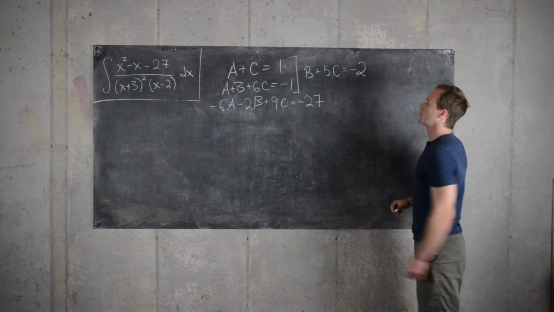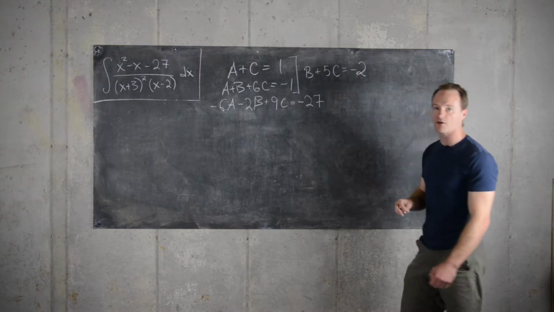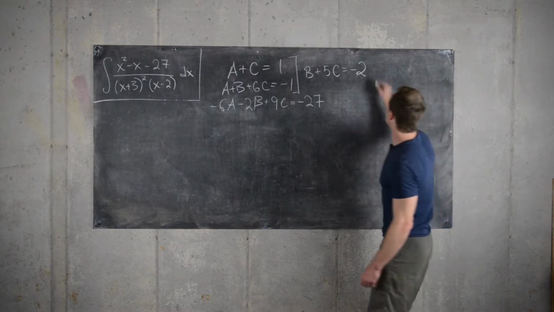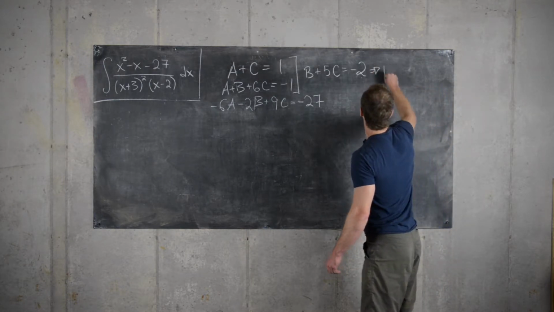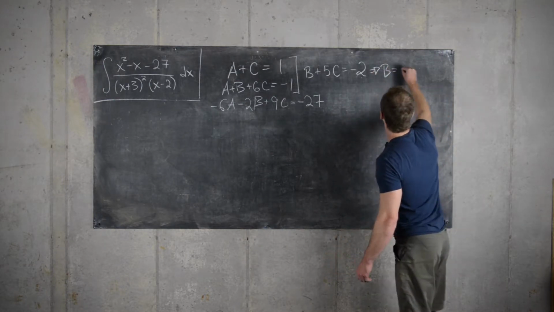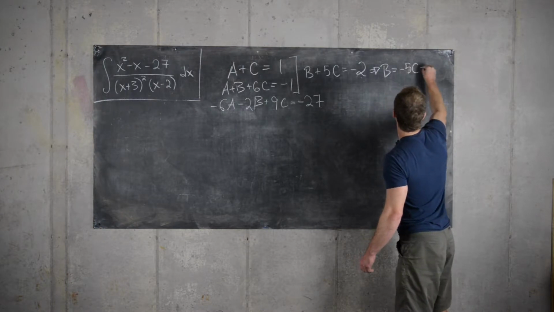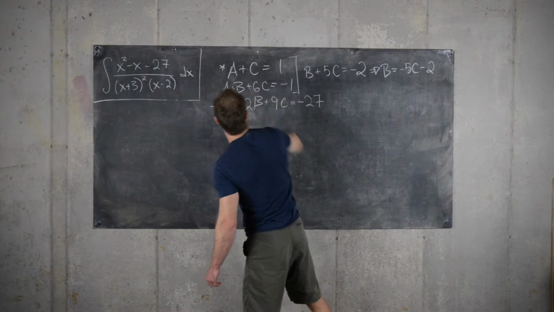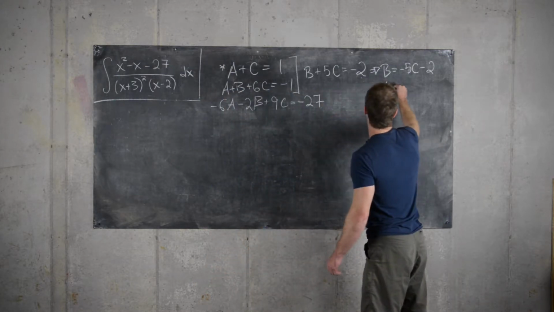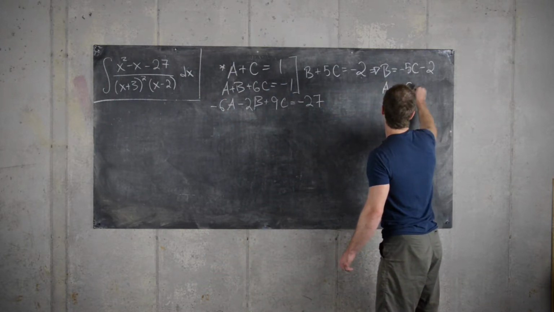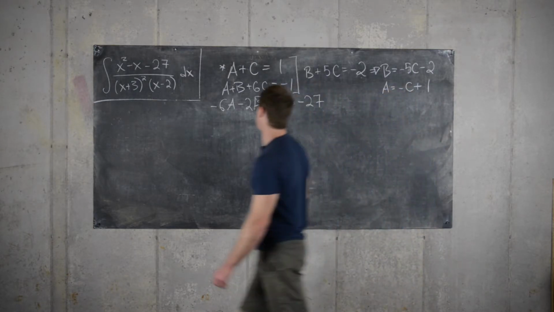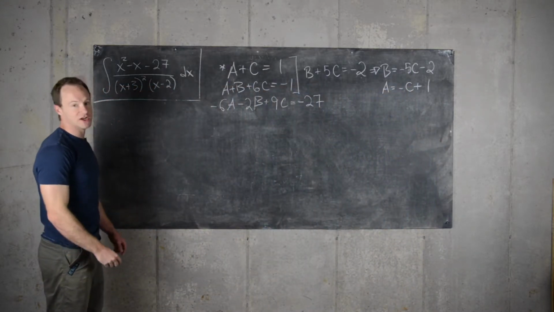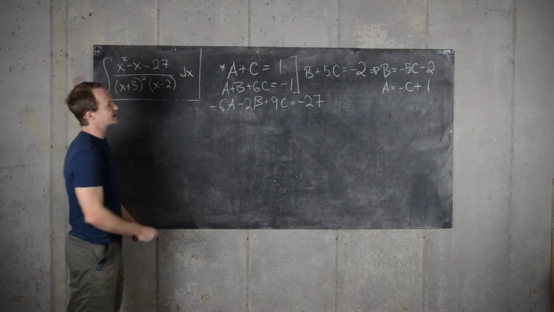And now that coupled with the first equation allows us to solve for a and b in terms of c. So notice this tells us that b equals -5c minus 2. And then this very first equation tells us that a equals -c plus 1. And now we can substitute those into the final equation and solve for c. So let's see what we get.